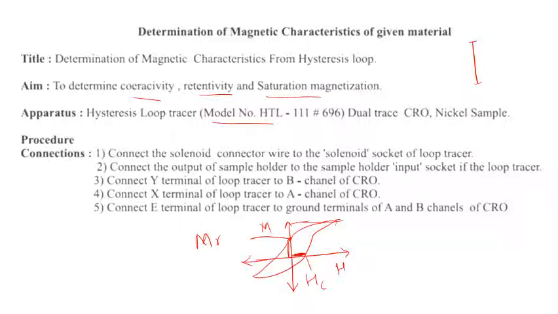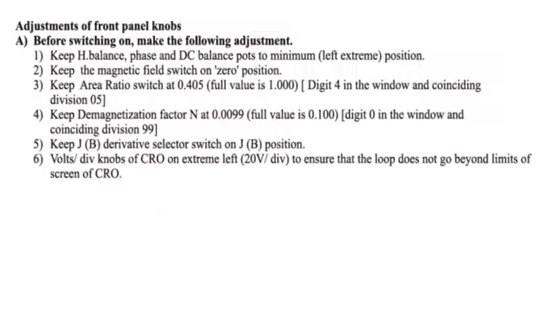We have to make many connections. Once you are in the lab, you can easily see a solenoid connector. Connect the solenoid connector wire to the solenoid socket of the loop. I will show you the front side of this STL model, the hysteresis loop tracer, at the end, so that you can get an idea how to make all these connections.